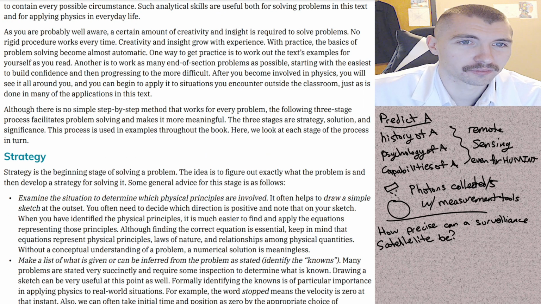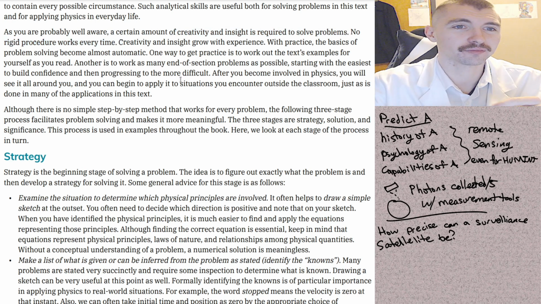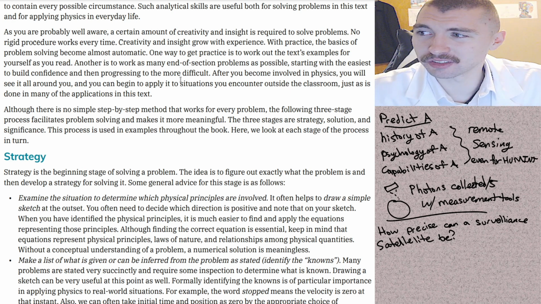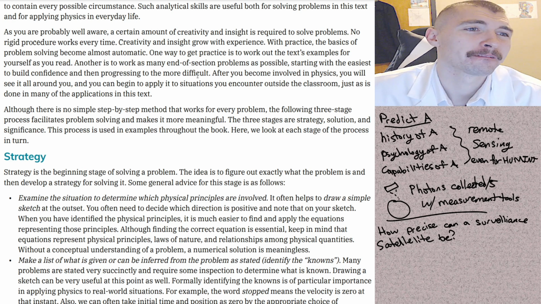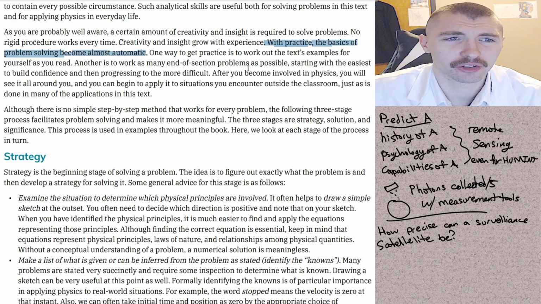Alright, so a certain amount of creative insight is required to solve problems. No rigid procedure works every time. With practice, the basics of problem solving skills become almost automatic. That's pretty cool. I didn't know that.